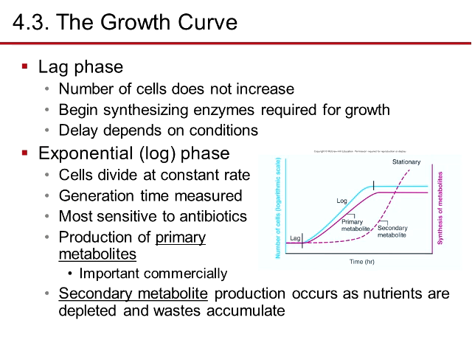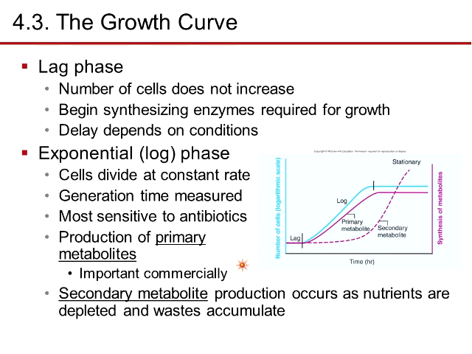The lag phase: the number of cells does not increase. They can synthesize the enzymes required for growth in a new environment, and the delay depends on the conditions of where they're put. The exponential or log phase: the cells divide at a constant rate. Generation time is measured. Cells are most sensitive to antibiotics at this point because the bacteria are vegetative and multiplying. The production of primary metabolites is important commercially.